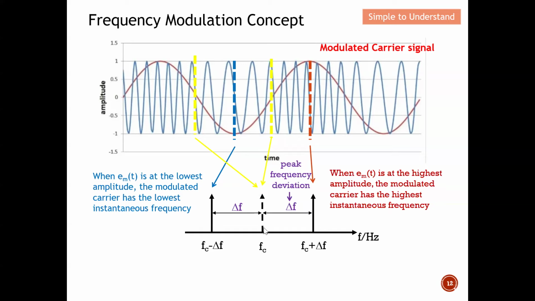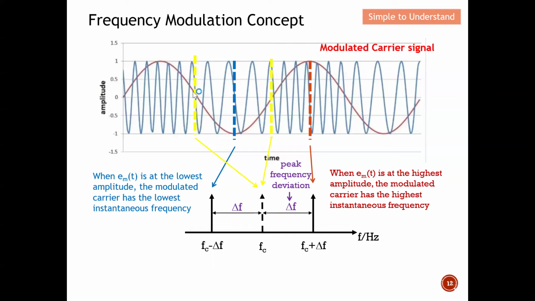As I explained earlier on, when the modulating signal is at the lowest amplitude, the modulated carrier has the lowest instantaneous frequency, while when it is at the highest amplitude, the modulated carrier has the highest instantaneous frequency. Let's take a look at this diagram in order to understand better. I have highlighted three important regions. One is the yellow, one is the blue, another one is the red. So let's understand this better.